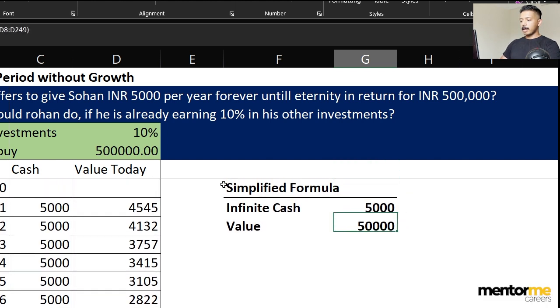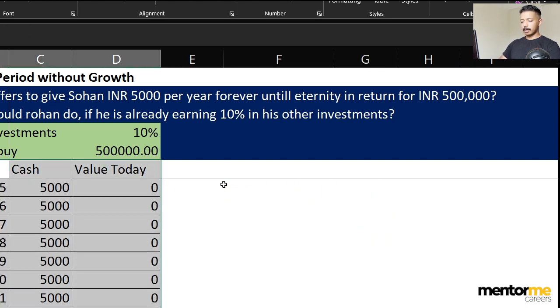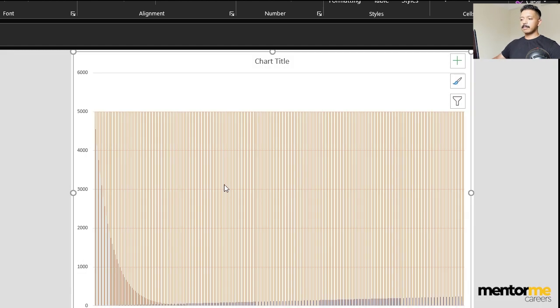Okay. And you get 50,000. Right. So what exactly happened? Right. So let's see what exactly happens using this chart. Okay. So I'll just press F11.